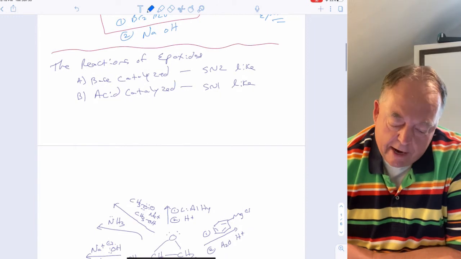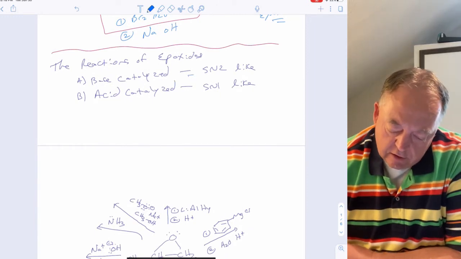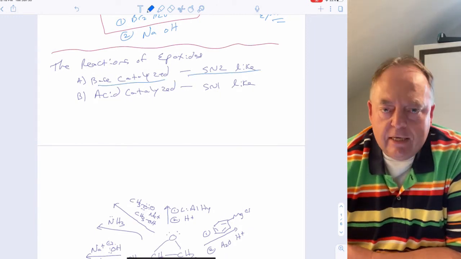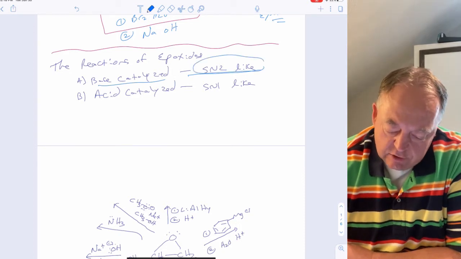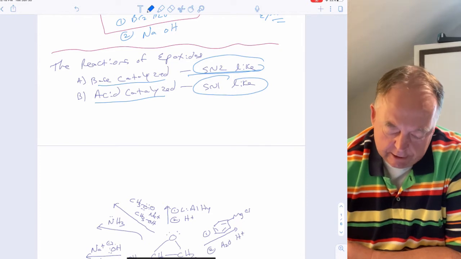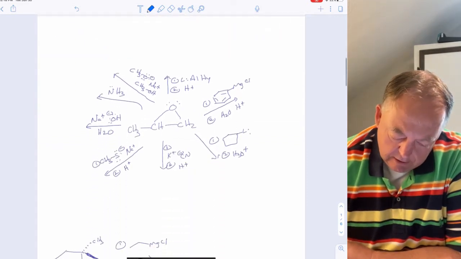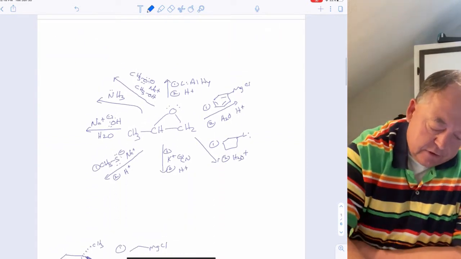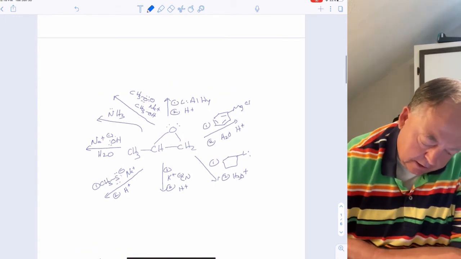In terms of reactions of epoxides, we'll look at two different classes of reactions: one called base-catalyzed, and those are SN2-like, and acid-catalyzed, and those are SN1-like in their nature. We'll look at the base-catalyzed first. All of these are base-catalyzed.